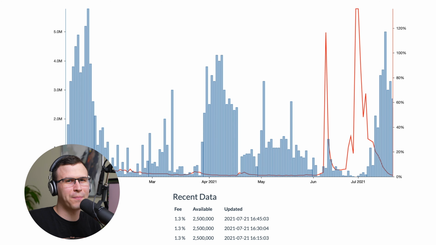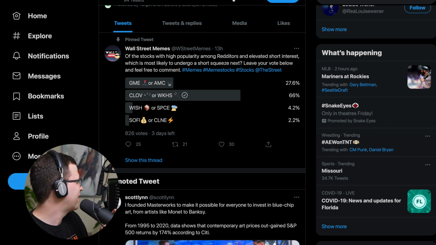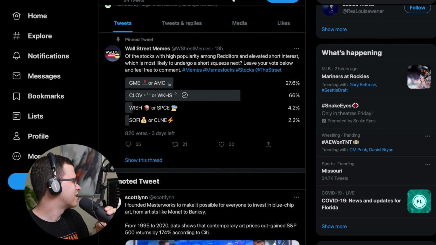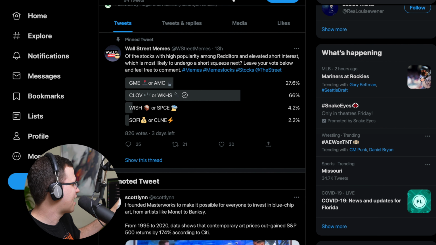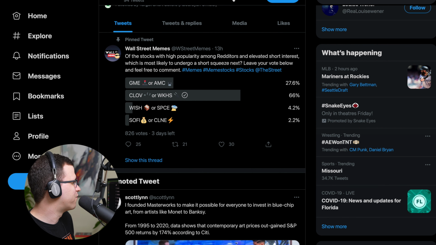Next, we're going to be jumping into Twitter. In Twitter, we're going to look at this interesting poll. On Twitter, there's Wall Street Memes, and it says, of the stocks with high popularity among Redditors and elevated short interest, which is most likely to undergo a short squeeze next? Leave your vote below and feel free to comment.